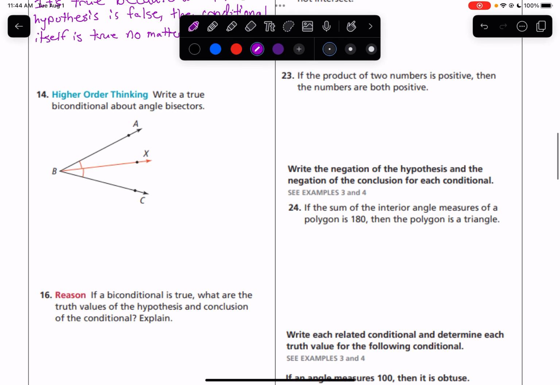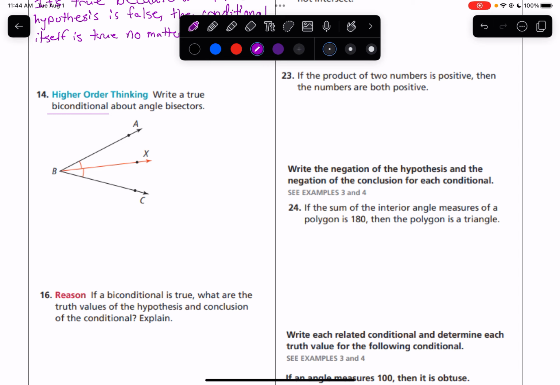Number 14 says, write a true biconditional about angle bisectors. Biconditional is going to be a statement that includes if and only if. So we have this angle bisector right here, and if we want to talk about something that's true both forward and backwards, I've got to think about what angle bisectors do. And I say, well, angle bisectors divide an angle into two congruent angles.